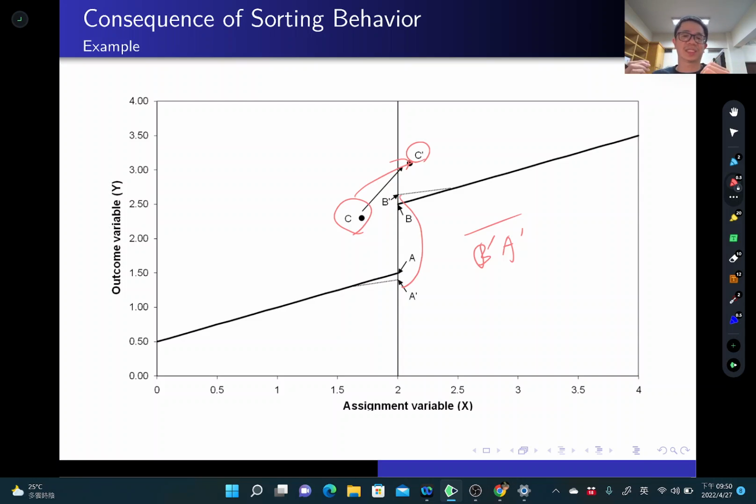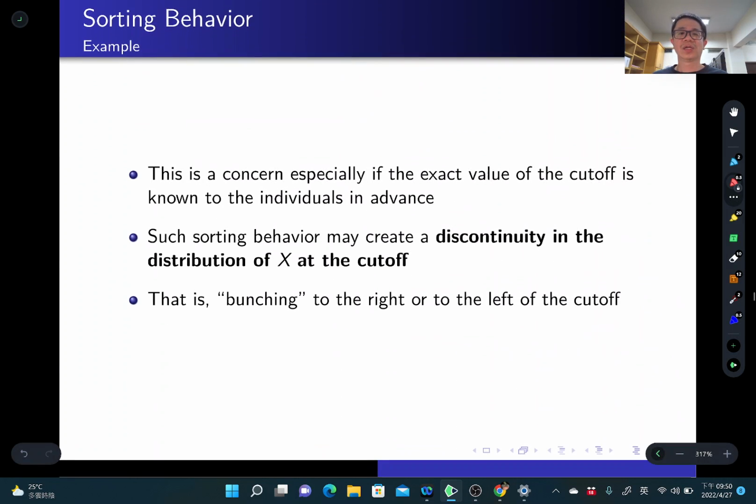So the intuition is, if people can choose whether they are just below the cutoff or above the cutoff, that will make people around the cutoff not comparable, because whether they get a treatment or not is now their own selected decision. Okay.